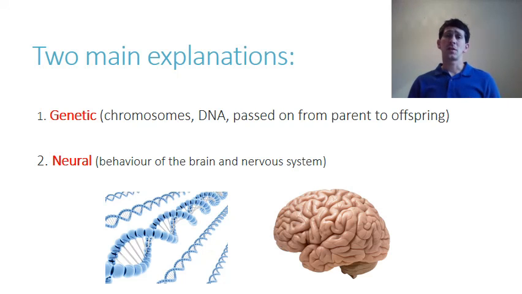So the biological explanation for OCD can be divided in two, really. We've got the genetic explanation, which looks at the role of chromosomes, DNA, and passing information from one parent to their offspring. And then we've also got the neural explanation, and that looks at the functioning of the brain and our nervous system. These two different explanations can provide us with different approaches on how OCD actually occurs.